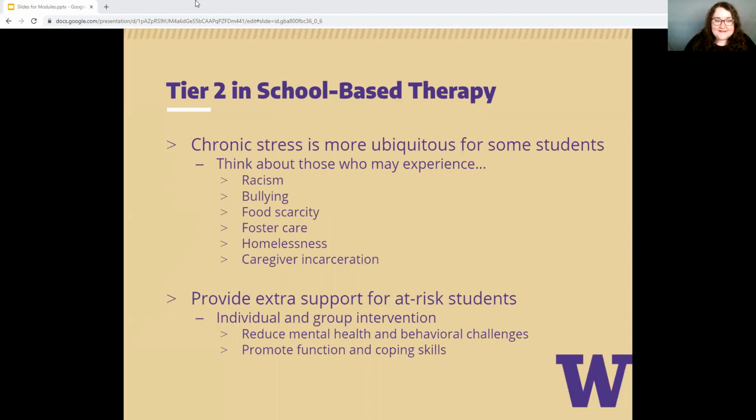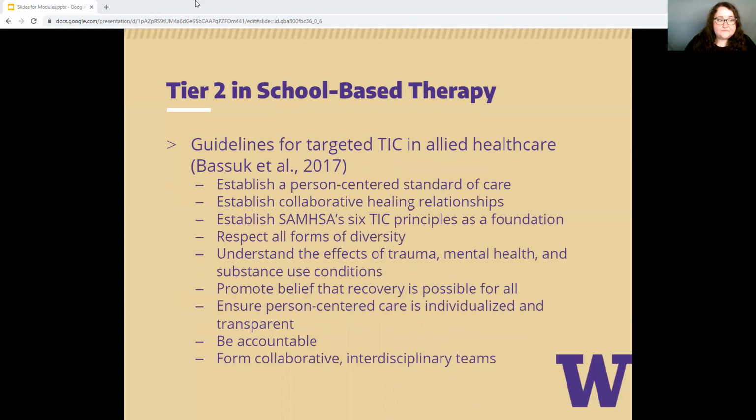As school-based therapists, you can provide extra support for at-risk students by providing individual or group interventions for those at risk, such as promoting healthy coping skills for reducing behavioral challenges. And you can also advocate for these groups and promote trauma-informed care within the whole school system.